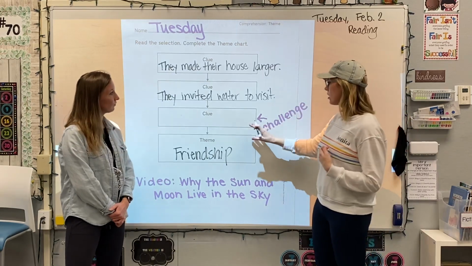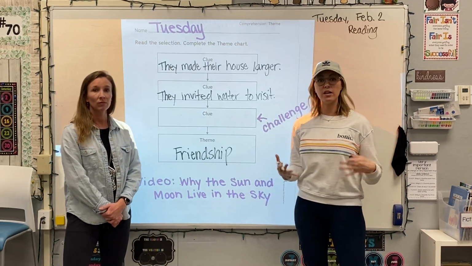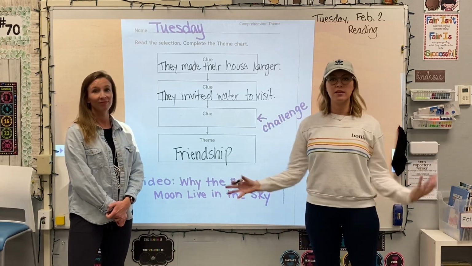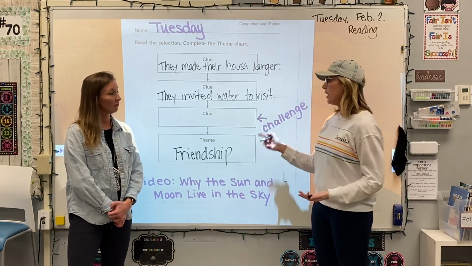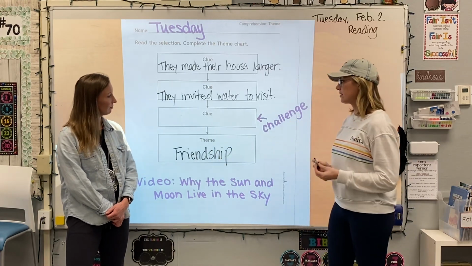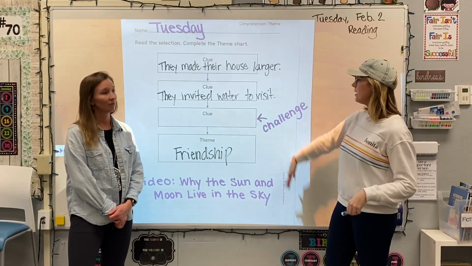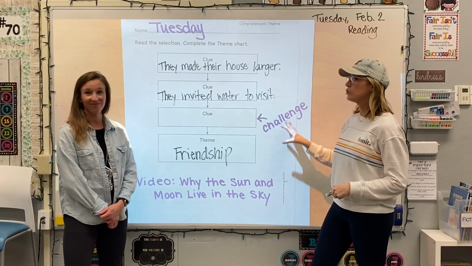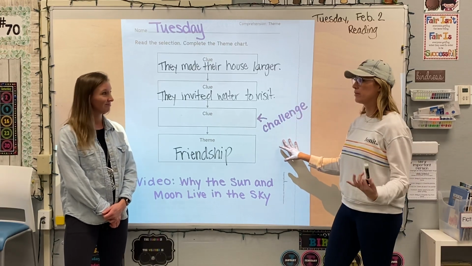So our challenge, and this is optional, if you can think of another thing that happened in the story that kind of just shows that they were friends and they enjoyed each other's company, you can write that here in this last empty box. Otherwise, make sure you have everything written down, and we will be seeing another theme chart tomorrow on our big storybook lesson. You got it.